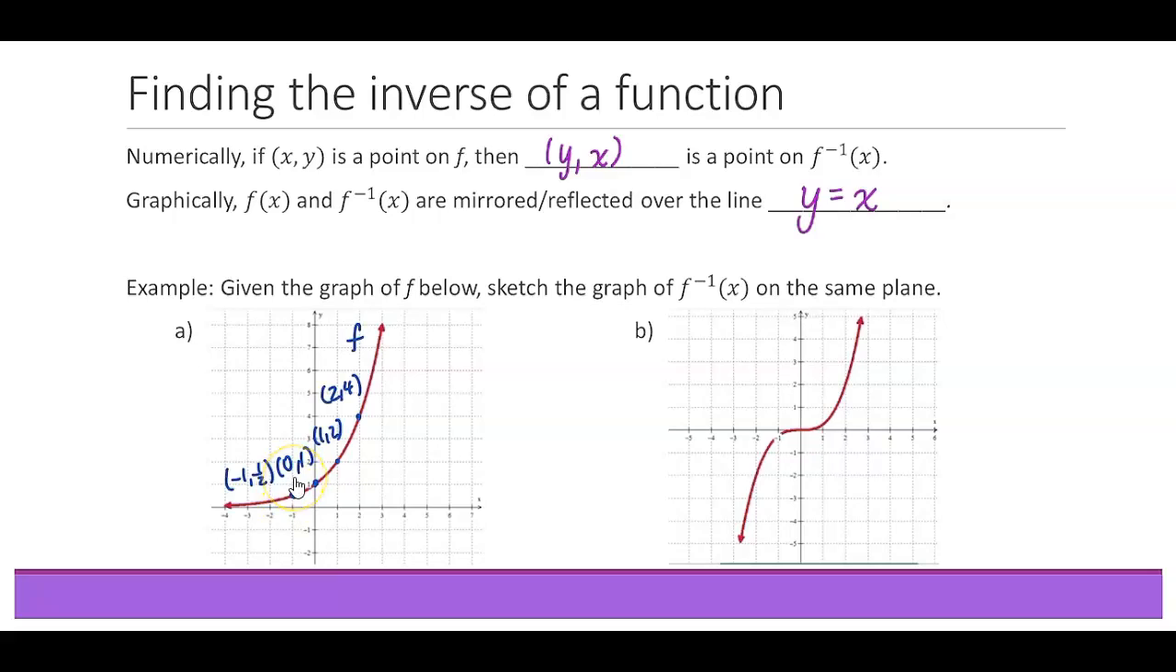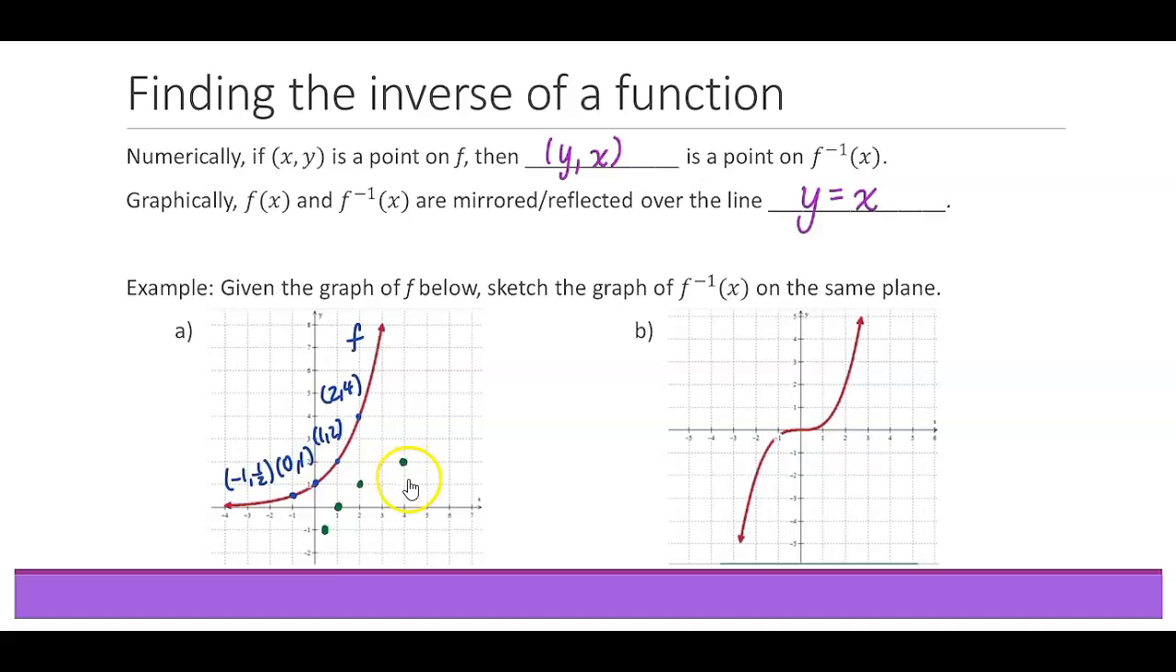Because now on the graph of its inverse, I'm going to take the x and y values of those points and switch them. So instead of (-1, 1/2), I'm going to plot (1/2, -1). And instead of (0, 1), I'm going to plot (1, 0). Instead of (1, 2), I'm going to plot (2, 1). And instead of (2, 4), I'm going to plot (4, 2).